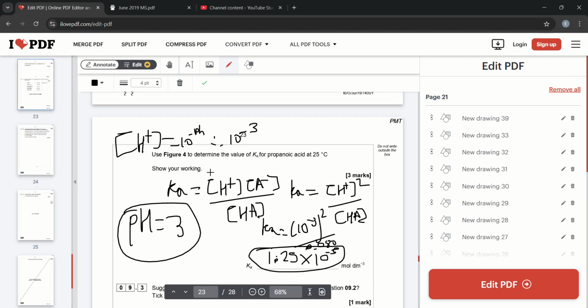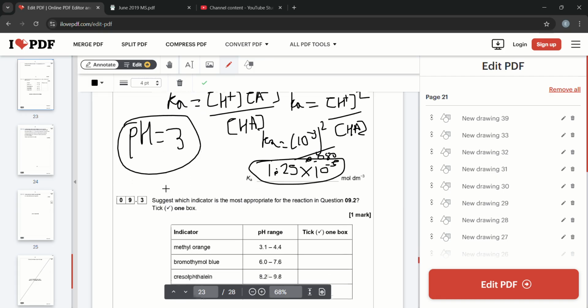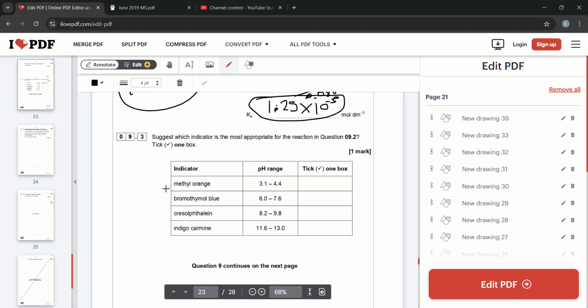So part of answering the Ka and Kw questions, and the same with Kp and Kc, but because Ka and Kw are year 13 and probably harder than Kc and Kp, just learn the equations and do a bunch of practice questions, and you should get the hang of it. So we get that. And 9.3, suggest which indicator is the most appropriate for the reaction.